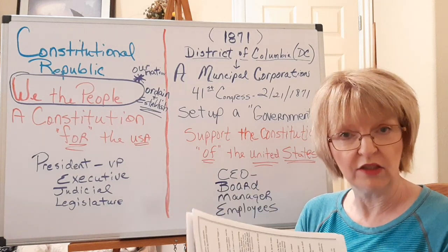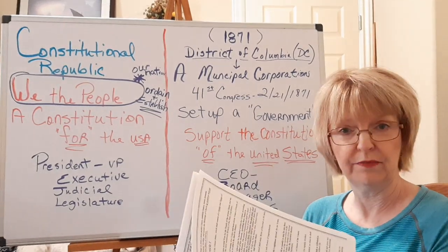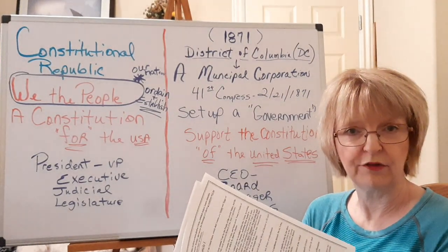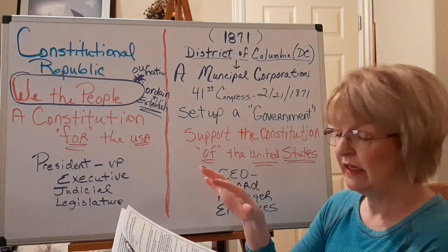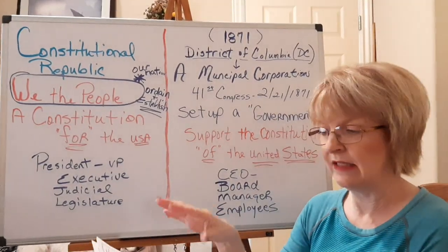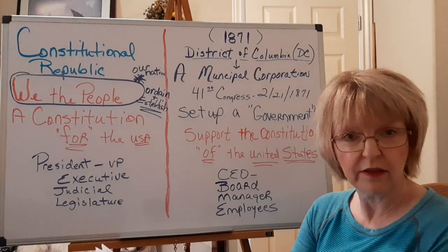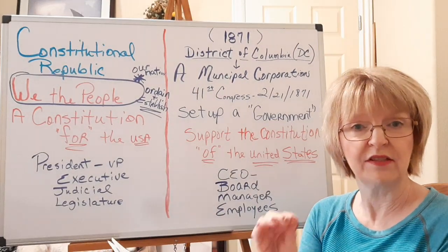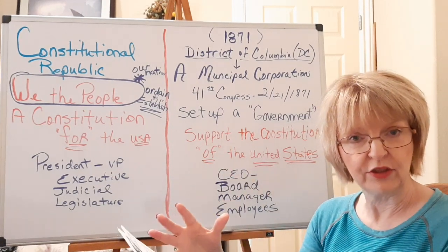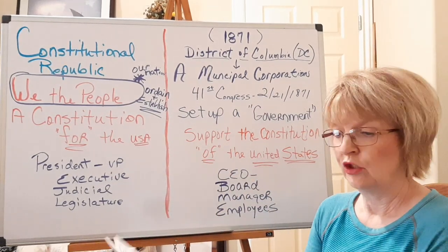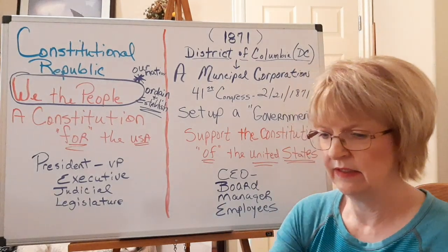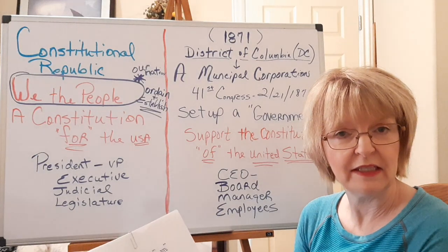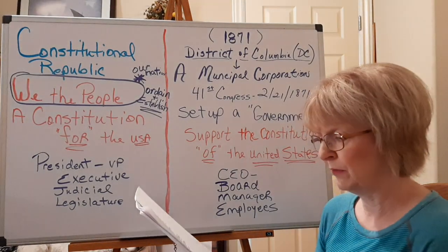Okay, and in the Constitution, if you keep reading on, and there's a link to this on my website, visionalityforlife.com, it lays out the government. It lays out the executive branch, the judicial branch, and the legislative branch of government. So why did Congress feel the need to establish in 1871 a government?